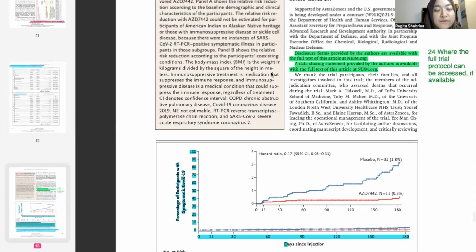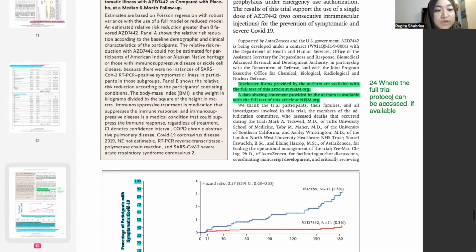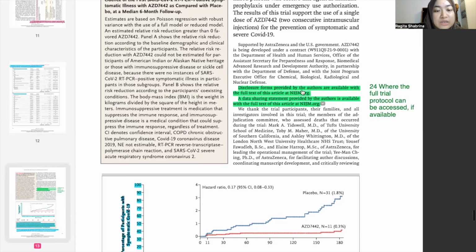So for the 24, this is where the full trial protocol can be accessed if available. It is shown in the green highlight. Disclosure forms provided by the authors are available with the full text of this article at nejm.org. A data sharing statement provided by the authors is available with the full text of this article at nejm.org. So it can be accessed if available, and we can find this article at this website.